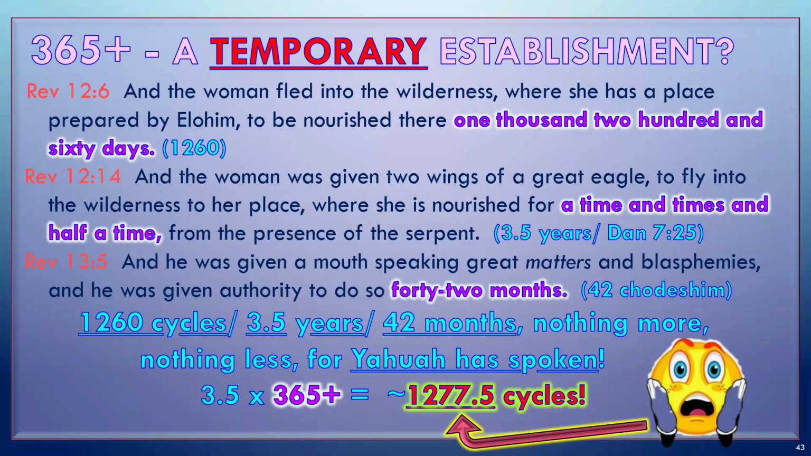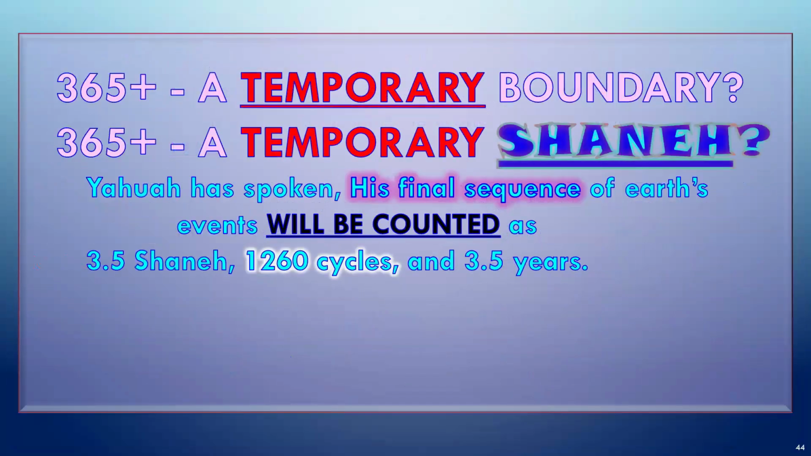So if we look at 3.5 years and the years that we live in today, which are 365 plus, it comes out to 1,277.5 cycles. That is 17.5 cycles over 1,260. That surpasses the limit, the periphery that Yahuwah pronounced on these three timelines. We cannot see prophecy fulfilled in the present 365-day calendar. It cannot happen. Yahuwah said, in 42 months, in 3.5 years, there will be 1,260 cycles or days. The 365 does not accommodate that. Neither does the 364. Neither does the 354 lunar.